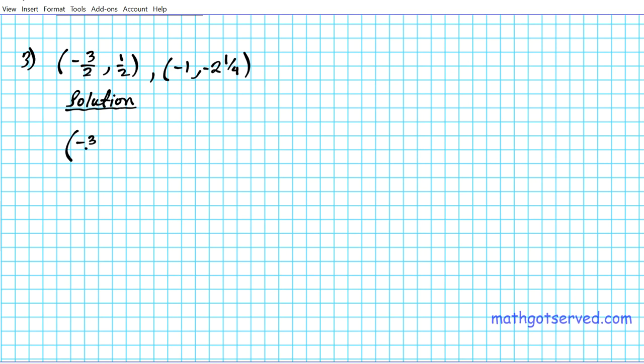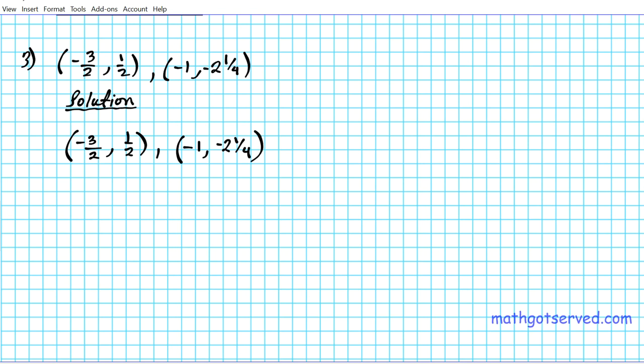All right, so for question 3, we have the endpoints of the segment given as (-3/2, 1/2), and the second endpoint is (-1, -2 1/4). So you can see the difference between this example and the other two is that this one involves fractions. Okay, so we're going to follow the same procedure that we implemented in the previous two examples in finding the midpoint of the segment with these two points as the endpoints.